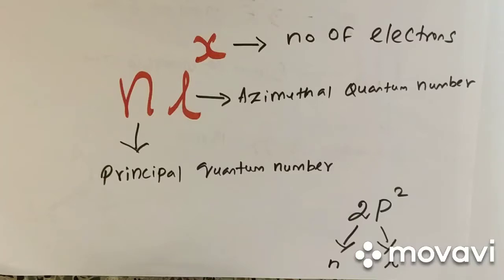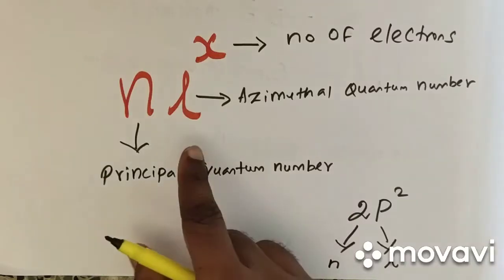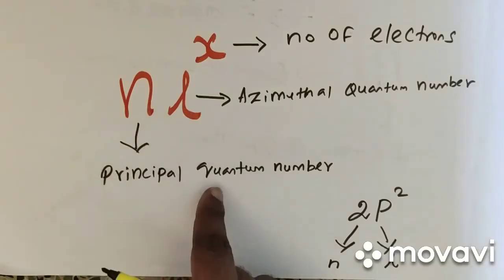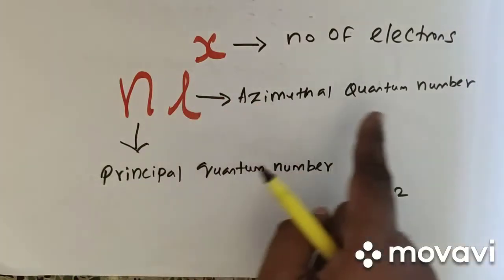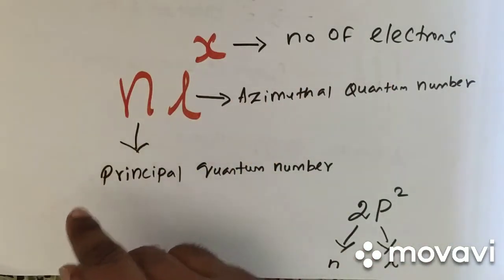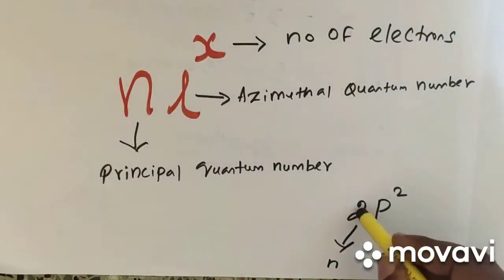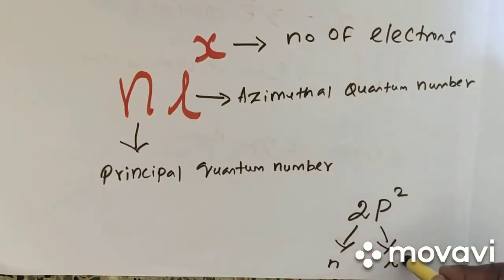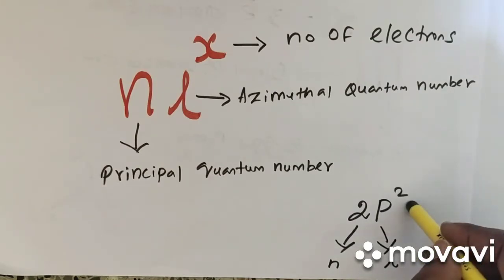Friends, we follow the nlx method for electronic configuration. The n represents the principal quantum number, l represents the azimuthal quantum number, and x represents the number of electrons. We take one example, 2p2. The 2 represents n, the principal quantum number. The p represents l, the azimuthal quantum number. The 2 represents the number of electrons.